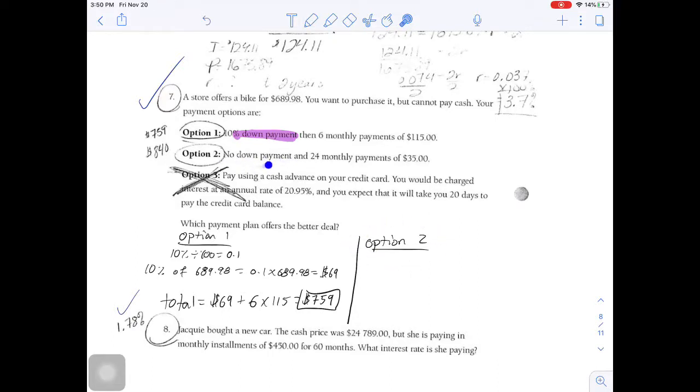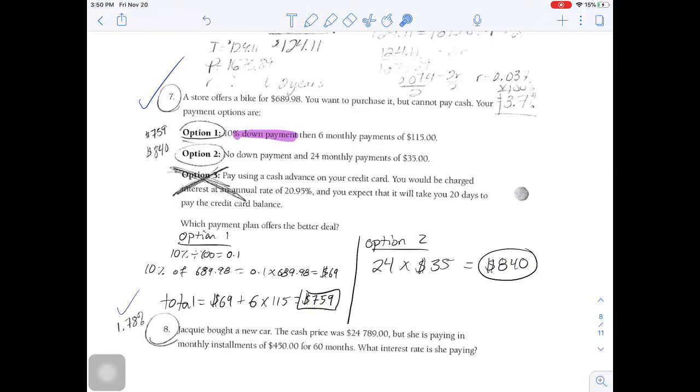No down payment, but for 24 months, you're going to pay $35 each. So here, this one's simply every month, you're going to pay $35. So that's 24 times 35. And what you're going to end up getting is $840. So that's way more expensive. It might seem cheaper because it's a smaller number, but over the course of 2 years, you're actually going to pay almost $100 more for this bike.